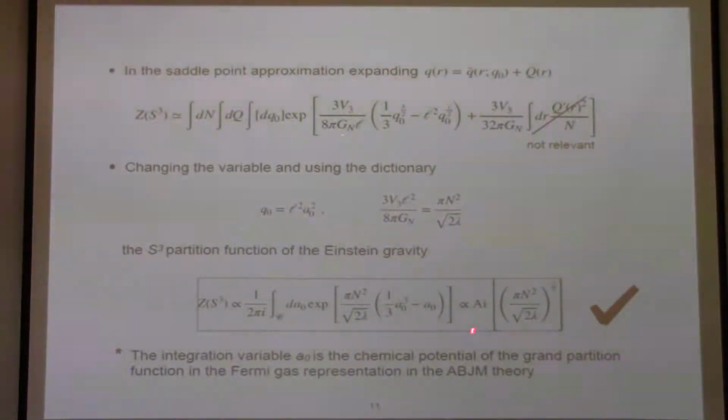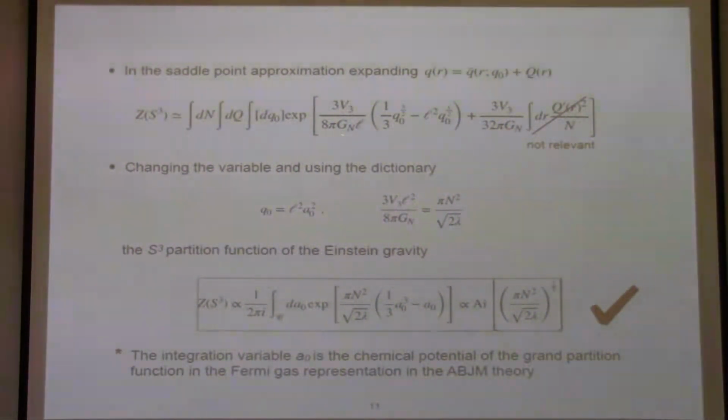And this is indeed the Airy function you find in the ABJM theory. And we even know the meaning of this A naught in gauge theory. This is done by Marino and Putrov. They use a Fermi-Gas representation of the matrix integral, and this A naught corresponds to the chemical potential of the grand partition function of this ABJM matrix model.